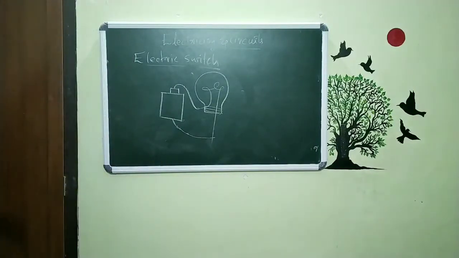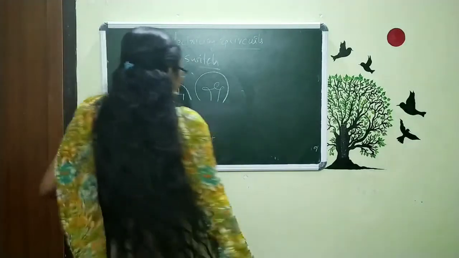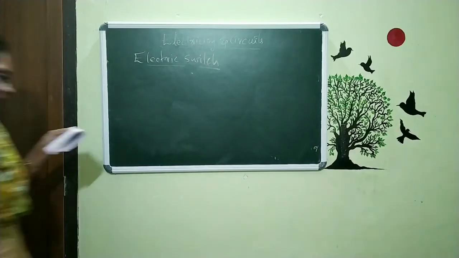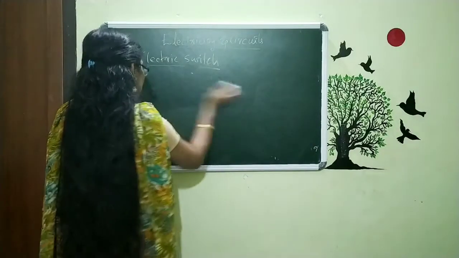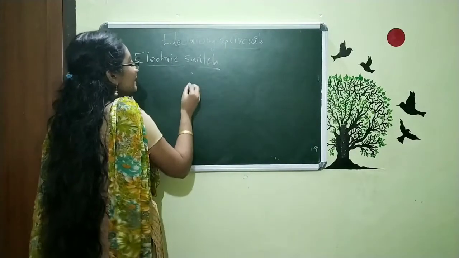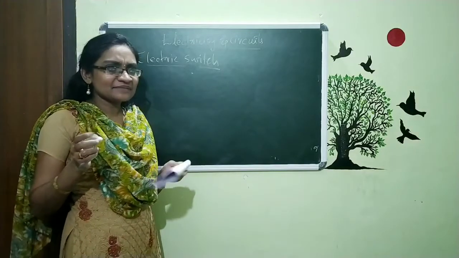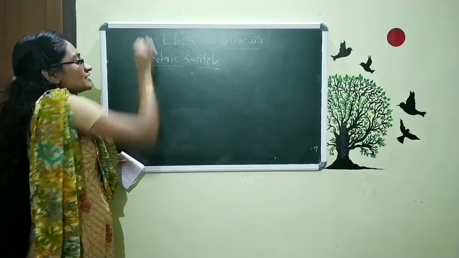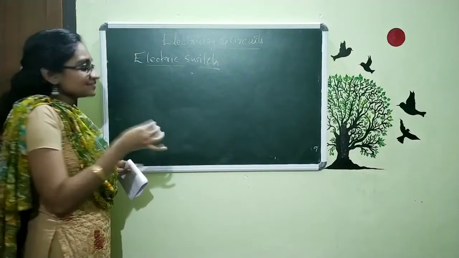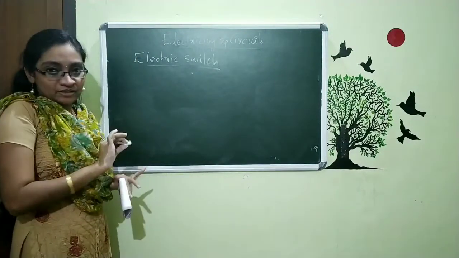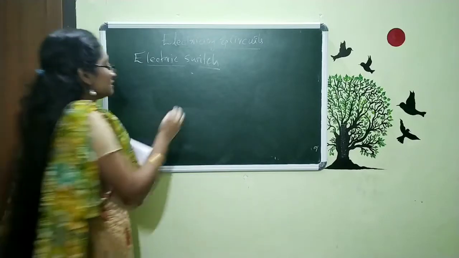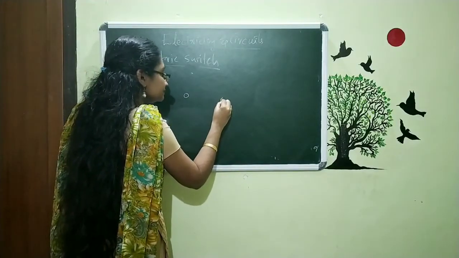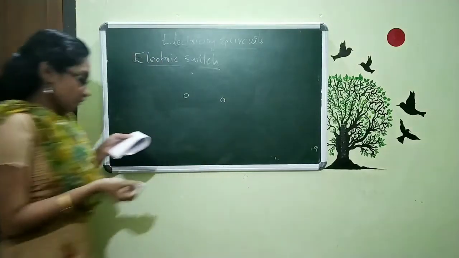So here now we are going to make one electric switch. A very simple switch that you can make from your home itself. For that we need 2 drawing pins. You can see some sort of pins on our notice board. A head is there and it has a small pin. That is a drawing pin. So we need 2 drawing pins.